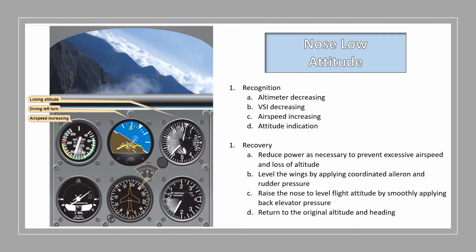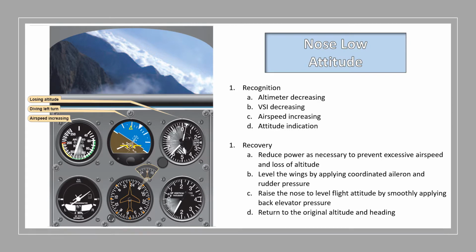To recover from it, again, the first step we're always going to address in any unusual attitude is going to be the power. Because we are nose down now, we are going to reduce the power to prevent any excessive airspeed or any further loss of altitude. The next thing we're going to do is get the wings level by applying coordinated aileron and rudder pressure. We do this before raising the nose because we want to make sure that the pressures and centrifugal forces on the plane are not too excessive by raising the nose first, then bringing the wings back up.